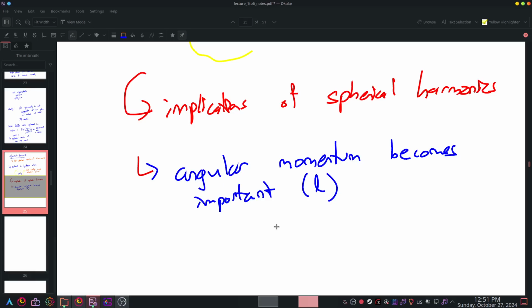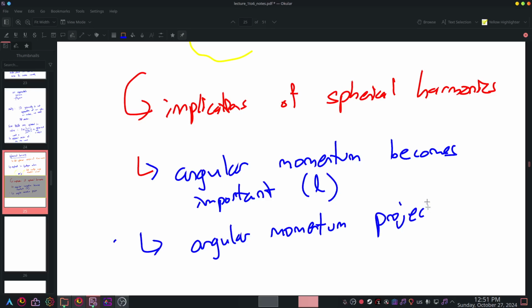Okay, so let's do this one. Angular momentum projection number becomes important, and that's this M number here.